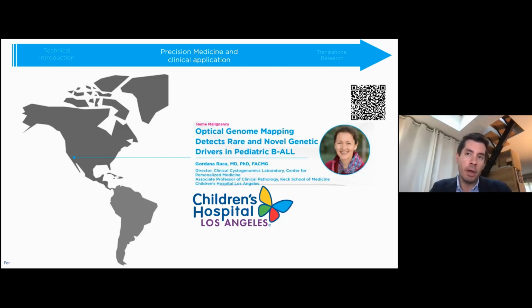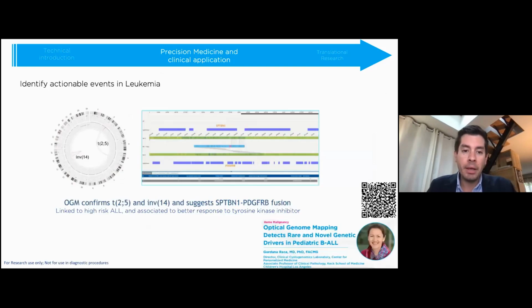Gordon Araka from CHLA in Los Angeles does genetic testing of pediatric leukemia patients, and they routinely observe about 15% of ALL and 5% of AML cases where the key genetic driver remains unknown with their current testing method, using karyotyping, FISH, and an NGS panel. Some of these negative cases were sent to optical genome mapping, and one case really stood out in terms of discovery.